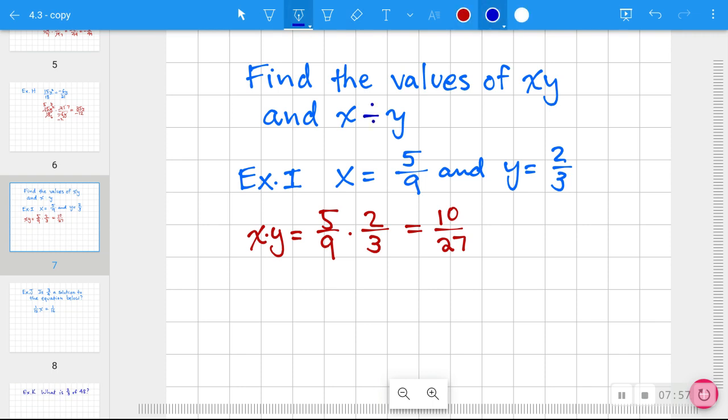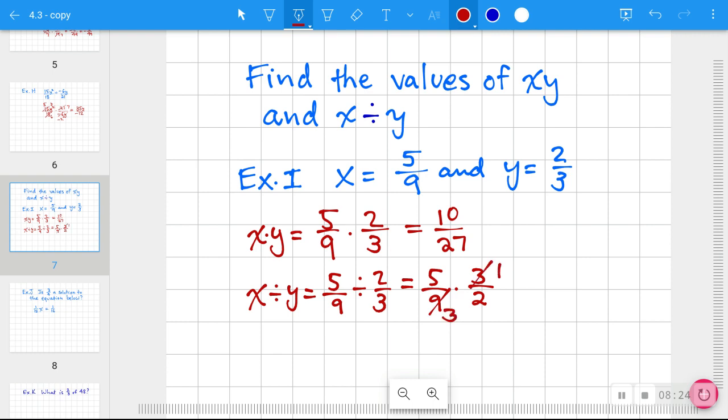So now that we got that fixed, x divided by y would be 5/9 divided by 2/3, which we immediately change into a multiplication problem. Notice that the 2/3 is going to be turned upside down. And now we can cross cancel, dividing by 3 in this case. We end up with 5/6.